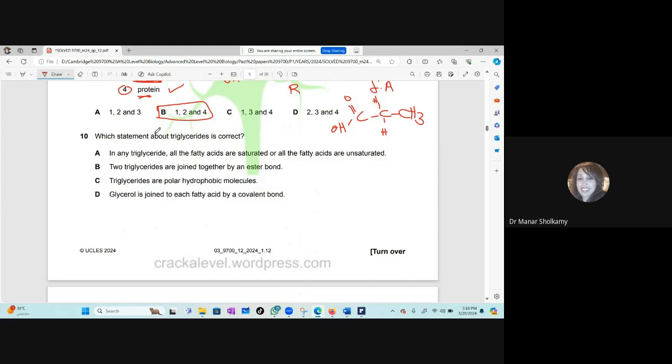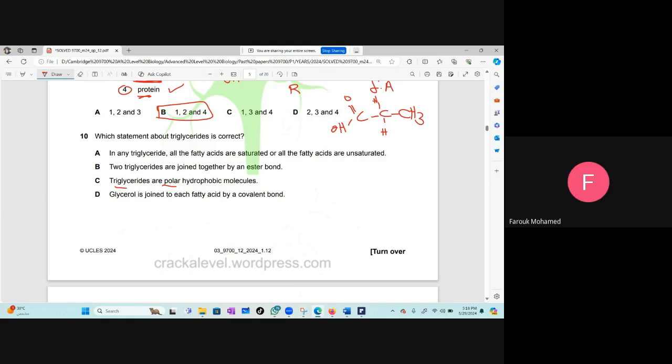Now, 10. Which statement about triglycerides is correct? A. In any triglyceride, all the fatty acids are saturated or all are unsaturated. B. Two triglycerides are joined together by an ester bond. C. Triglycerides are polar hydrophobic molecules. D. Glycerol is joined to each fatty acid by a covalent bond. Now, this is also easy. Choose the incorrect answers and you will have only one correct answer left.